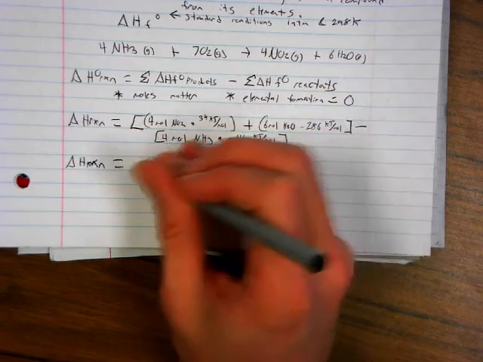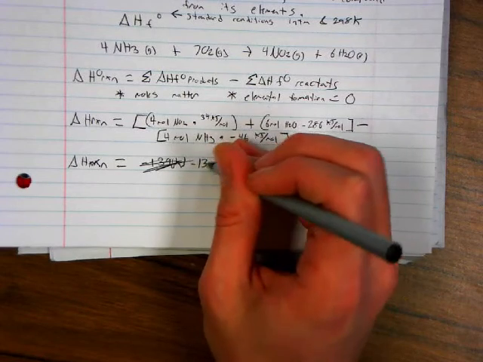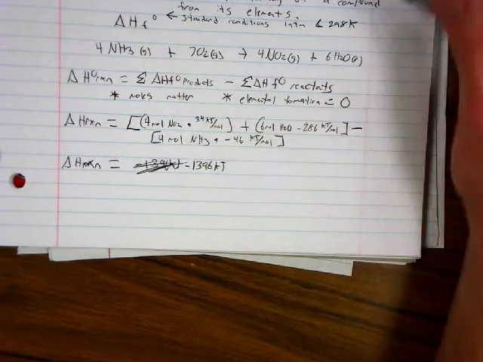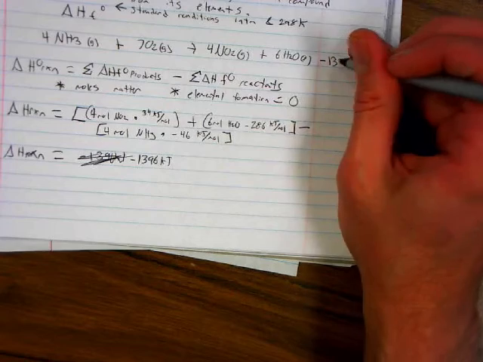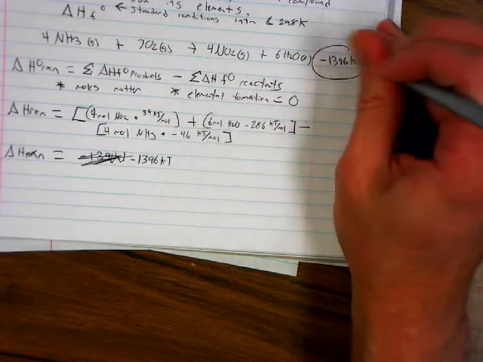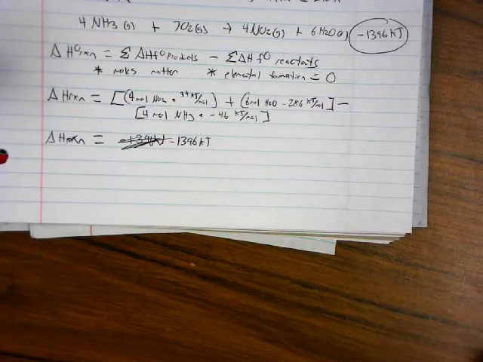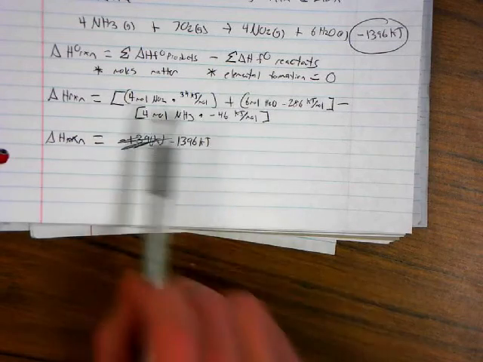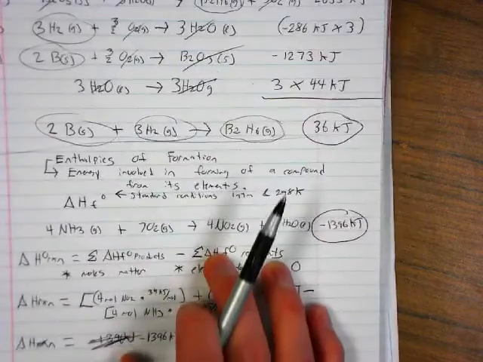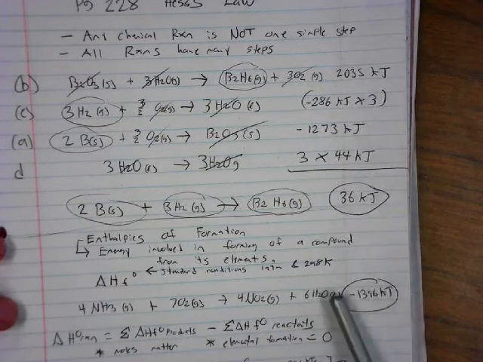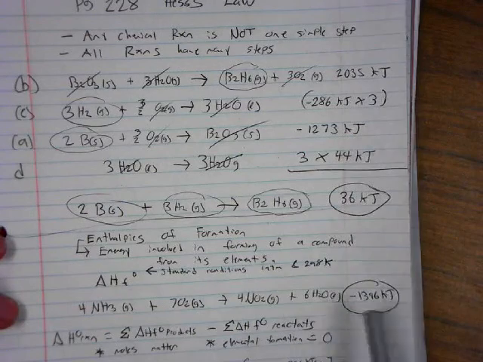Negative 1,396 kilojoules. So this is going up here, just like I did here. I'm going to put it at the end of my equation. This is negative 1,396 kilojoules. I'd write that up here.